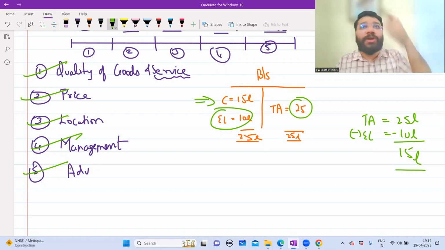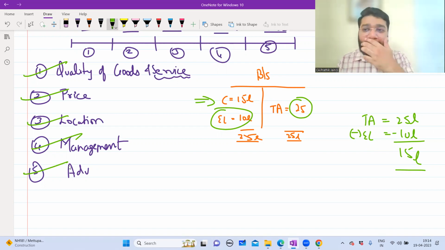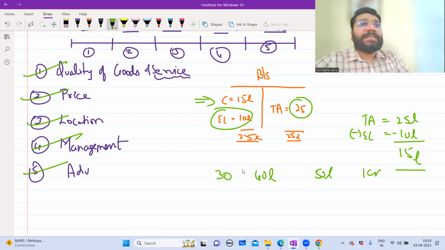Now tell me, will you sell your business for 15 lakh rupees? No. Online people, no, sir. You will say, sir, more than 15 lakh rupees. Somebody will say, sir, I want to sell at 30 lakh. Somebody will say, I want to sell at 40 lakh. Somebody says 50 lakh. Somebody says 1 crore.